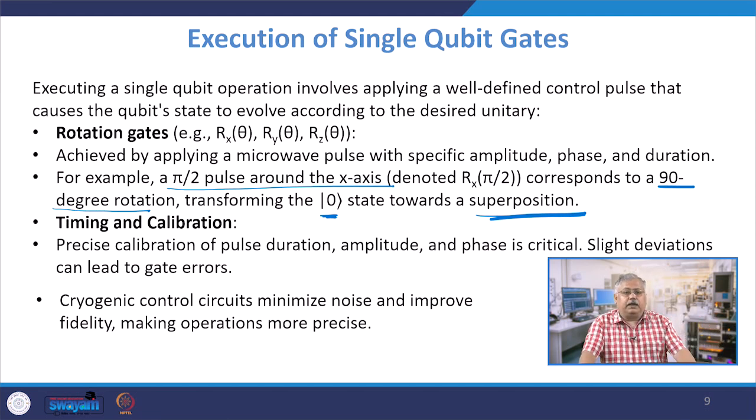So, how do I do it? By applying a particular gate to the qubit state, it will be able to convert from the 0 state towards a superposition state of 0 and 1. Now, as I discussed with you, precise calibration of the duration and phase is critical, and slight deviation can cause a large amount of gate error. And that is where the whole topic of this lecture is: the cryogenic control circuits tend to minimize the noise and improve the fidelity of control of the operation, and therefore more precise operation can be done.